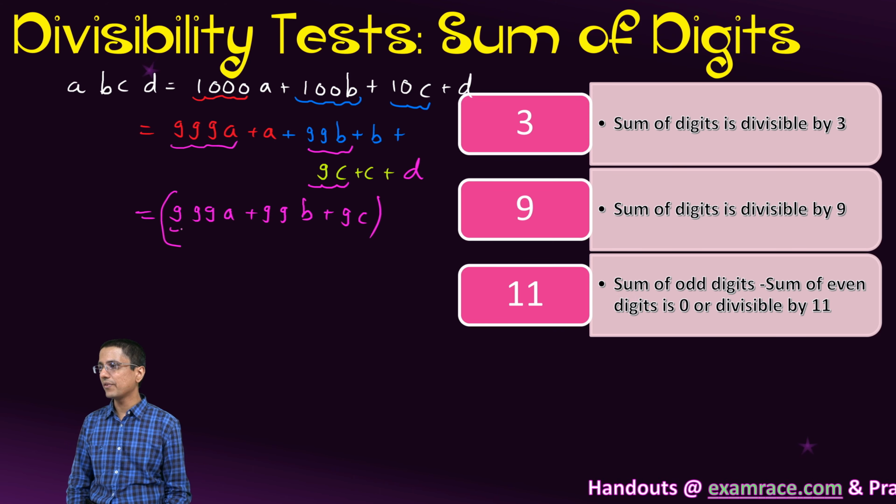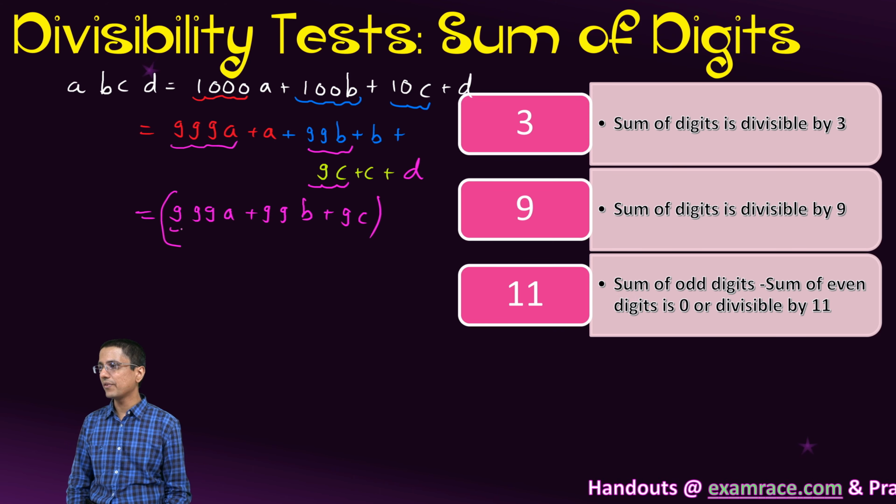This term is always divisible by 9, so my remainder cannot come from here. If I divide by 9 or 3, my remainder always has to come from here. This is essentially the sum of the digits. If the sum of the digits also becomes divisible by 3 or 9, the entire number becomes divisible by 9, because this other part is always divisible. So that is the intuition behind this divisibility test of 3 and 9.